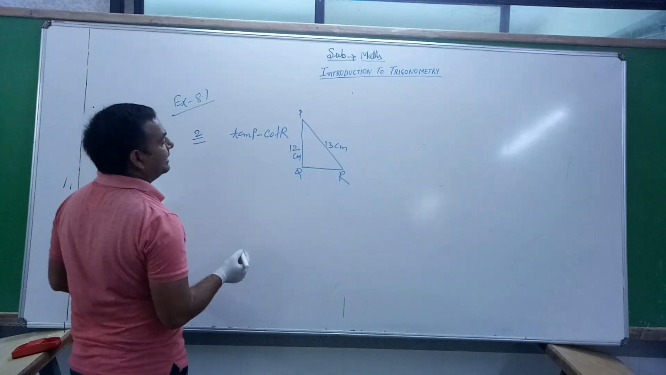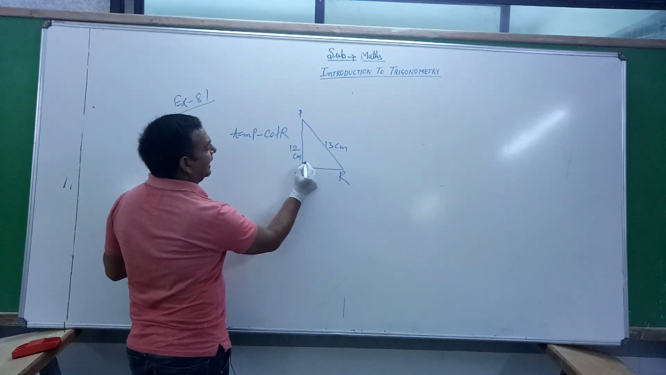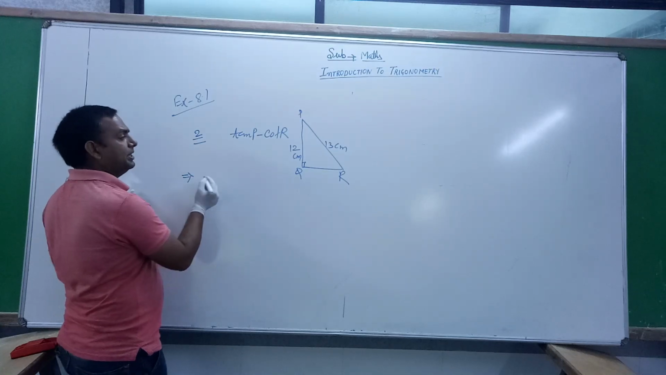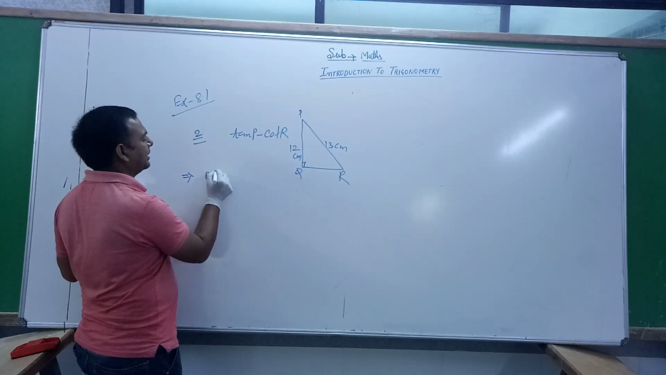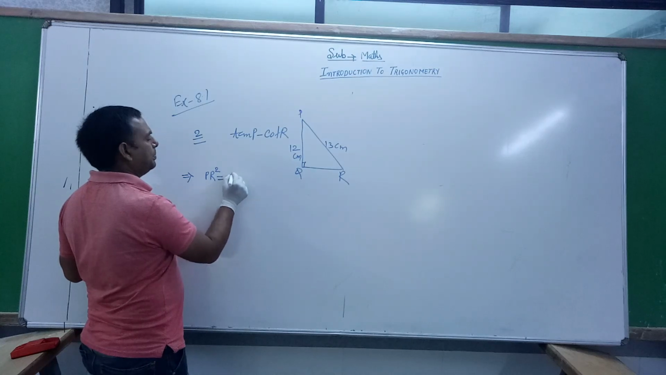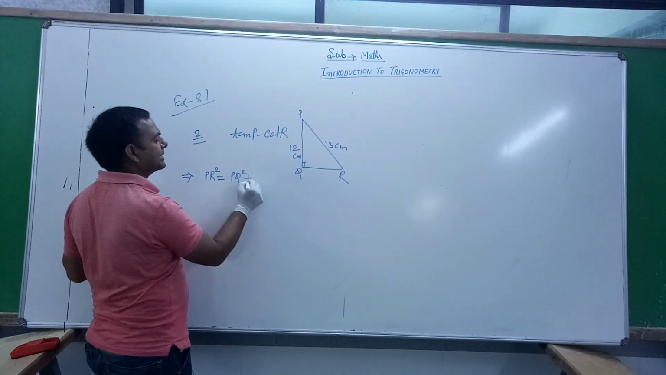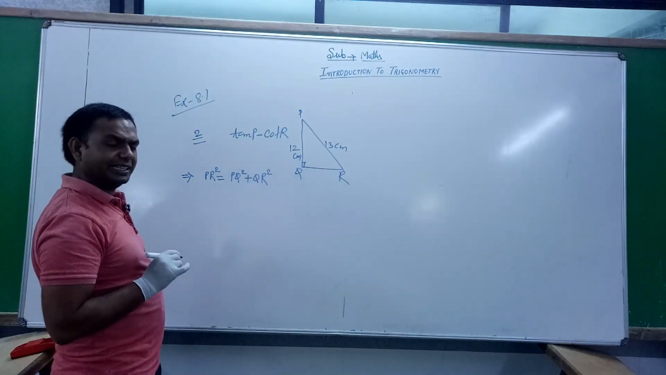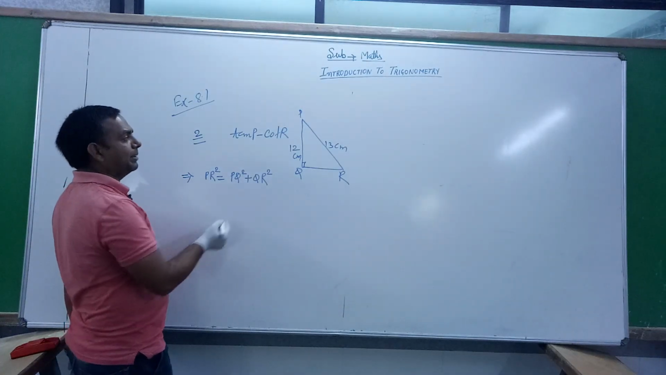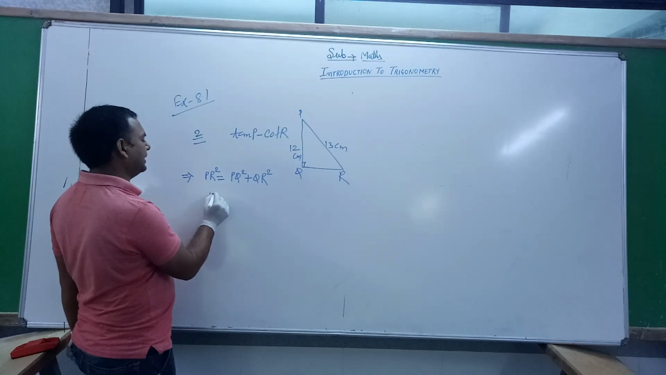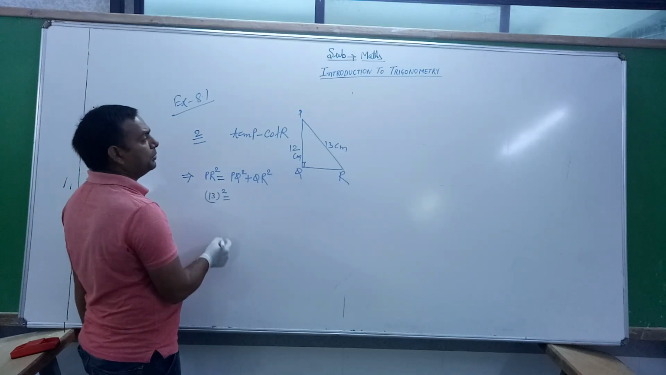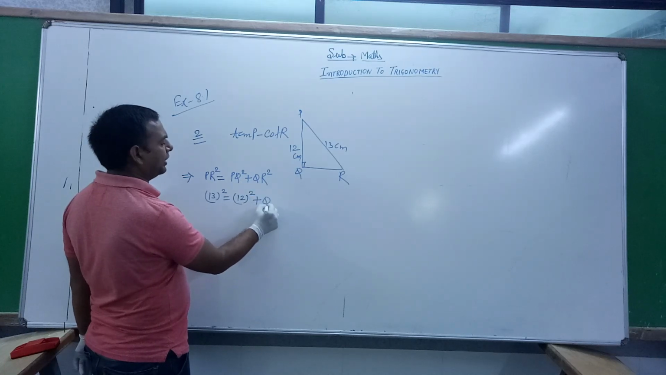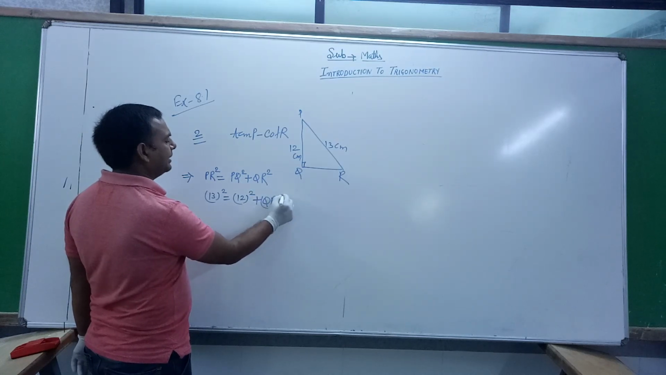Here you see, same as before, it is a right angle at point Q. Then according to the Pythagoras theorem, PR square is equal to PQ square plus QR square. Then PR is 13, so 13 square. PQ is 12 square, because the value of PQ is 12. QR is not given, so QR square.